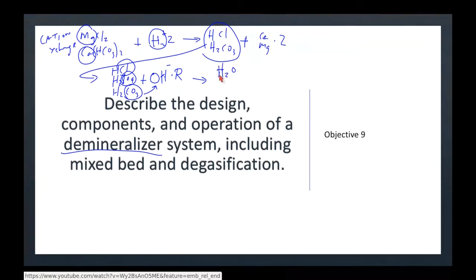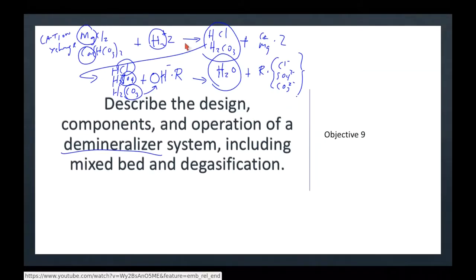H2O and R dot Cl, SO4, CO3. That's a 2 minus, that's a 2 minus, that's just a 1 minus. Well, this is our only effluent then, pure water effluent.